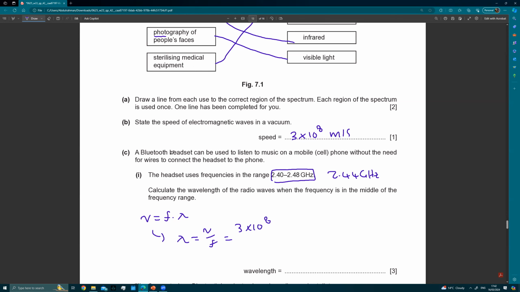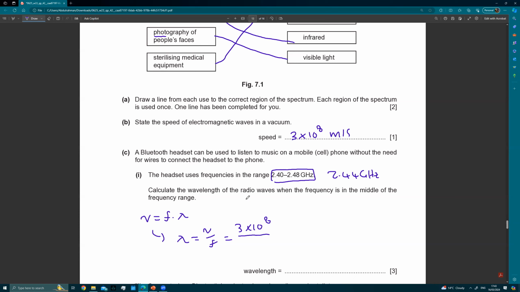It's a Bluetooth headset, right? It uses radio waves. Sorry, yeah, I was thinking of something else. I don't think it uses radio waves, because the frequency is too high. Well, either way, we know it's an electromagnetic wave that it uses.